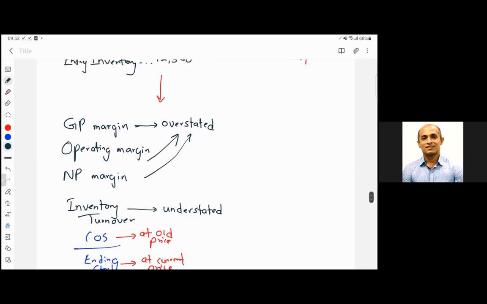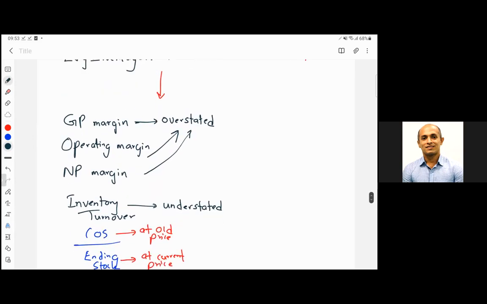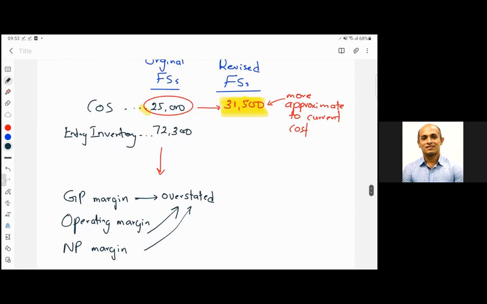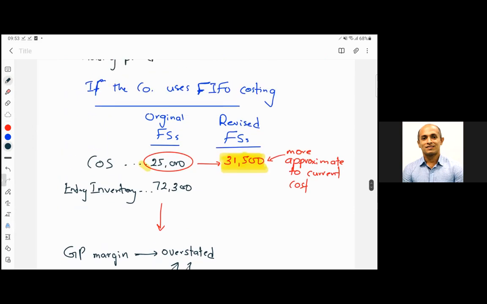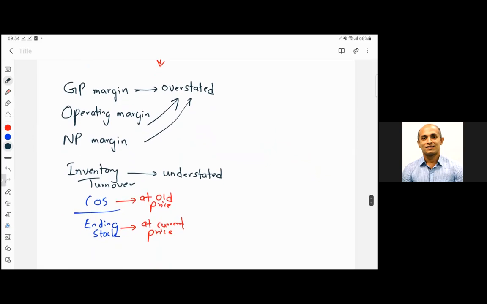Now you see, if you do not adjust, your analysis is affected. This is one example. This is how your ratios are affected if you do not adjust. If you are following FIFO costing and you do not bring the company's cost of sales to the current cost, this is how your ratios are affected.